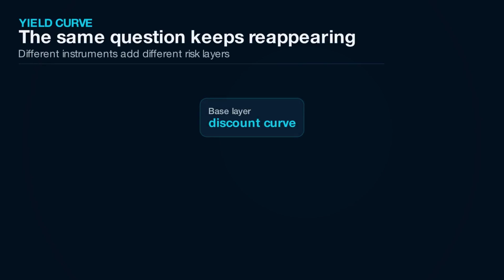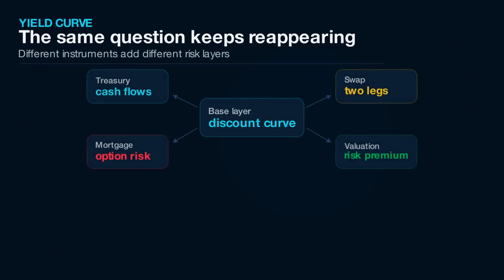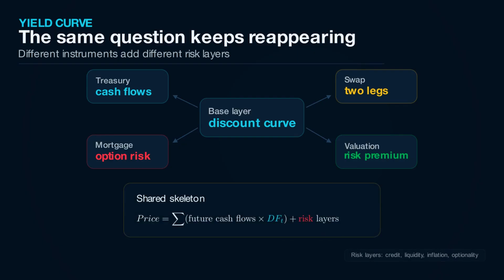The same logic keeps reappearing. A mortgage is not just one loan. It is a stream of payments with prepayment risk layered on top. A corporate bond starts with the risk-free curve and adds credit spread. A discounted cash flow valuation starts with future cash flows and asks what rate should bring them back to today. The curve is the base layer. Then the market adds spreads: credit risk, liquidity risk, inflation risk, optionality, and uncertainty.